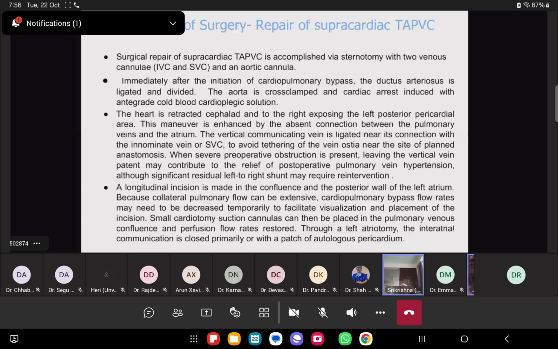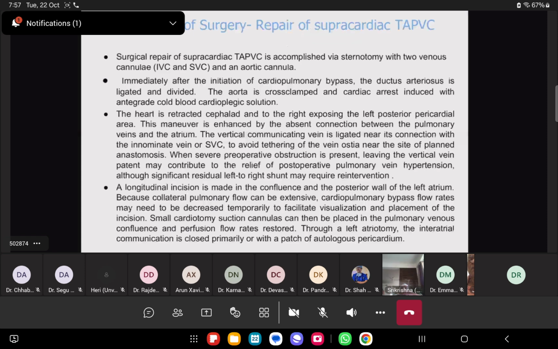Coming to the techniques of surgery: repair of the supracardiac TAPVC. Surgical repair of the supracardiac TAPVC is accomplished by median sternotomy with two venous cannulae, the IVC and SVC, and an aortic cannula. Immediately after the initiation of cardiopulmonary bypass, the ductus arteriosus is ligated and divided, the aorta is cross-clamped, and cardiac arrest is induced with antegrade cold blood cardioplegia solution. The heart is retracted cephalad and to the right, exposing the left posterior pericardial area. This maneuver is enhanced by the absent connection between the pulmonary veins and the atrium.